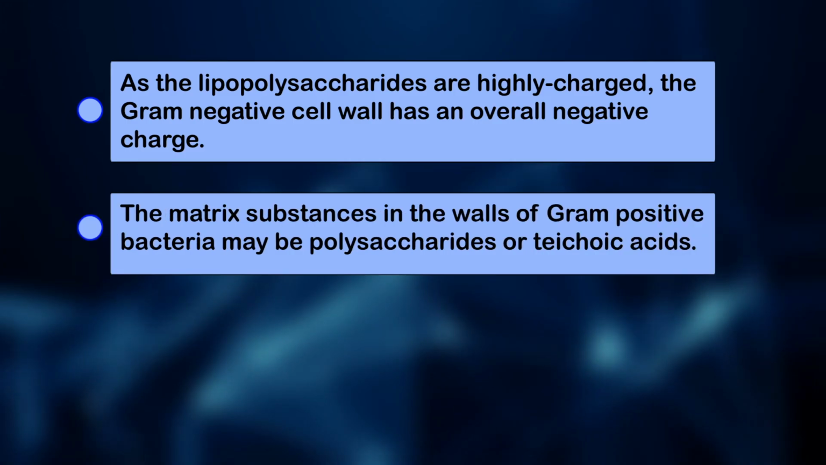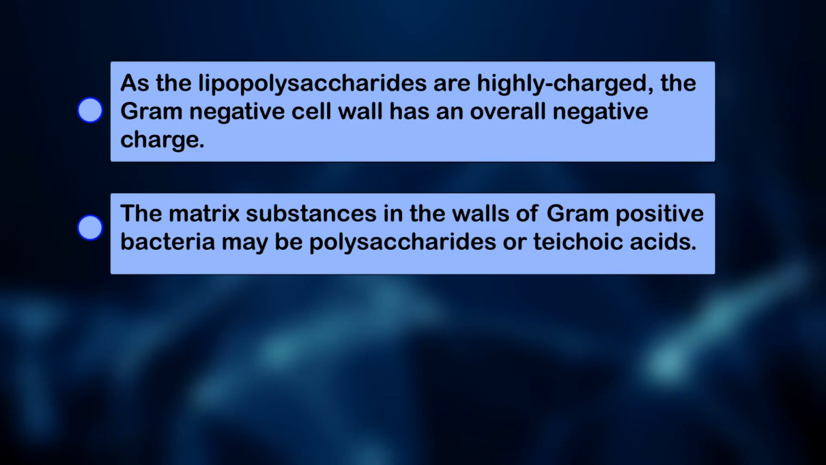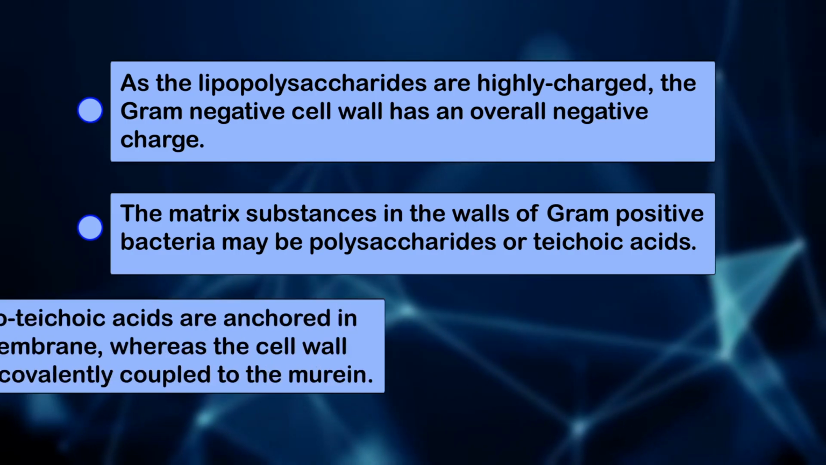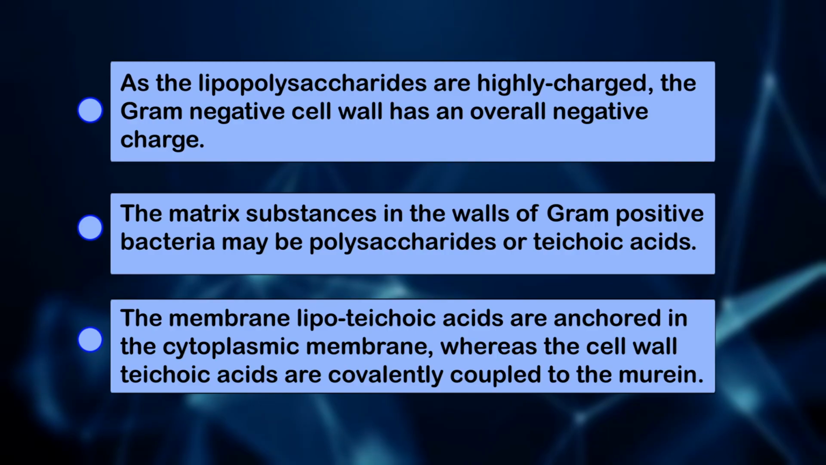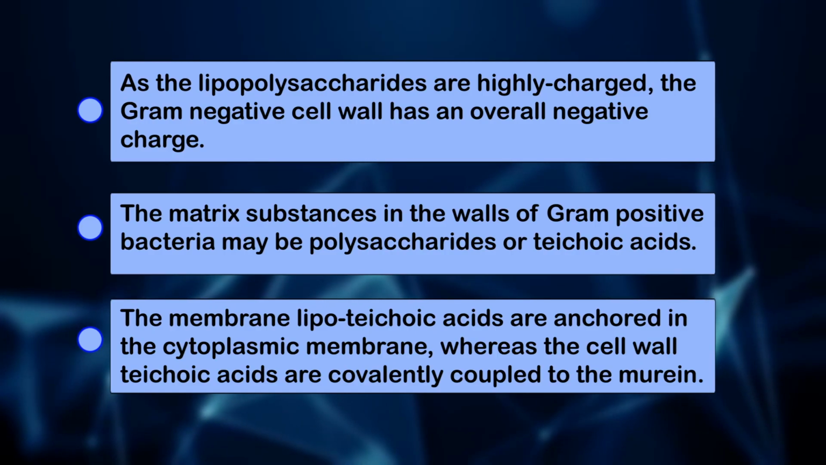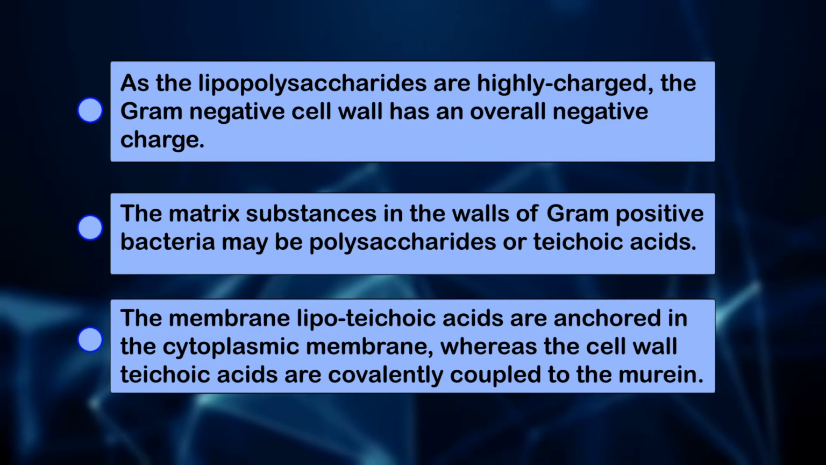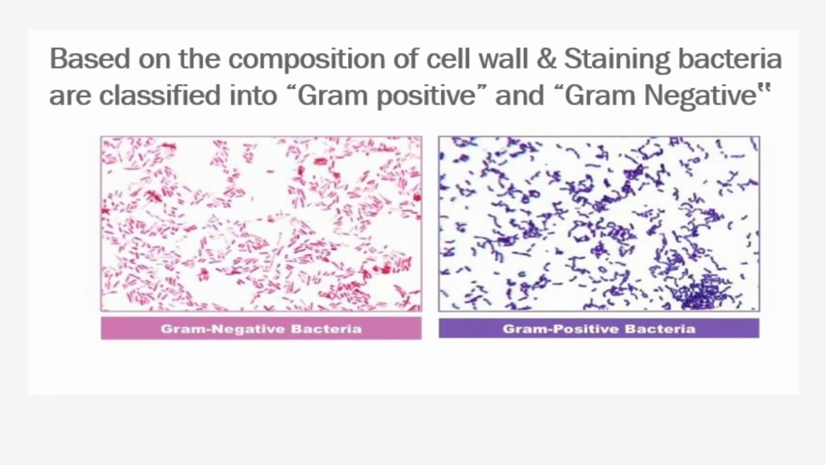The matrix substance in the wall of the Gram positive bacteria may be polysaccharides or teichoic acid. The membrane lipoteichoic acids are anchored in the cytoplasmic membrane, whereas the cell wall teichoic acids are covalently coupled to the murein. Based on the composition of the cell wall and staining, bacteria are classified into Gram positive and Gram negative. The Gram positives versus Gram negatives are defined by the structure of the cell wall.